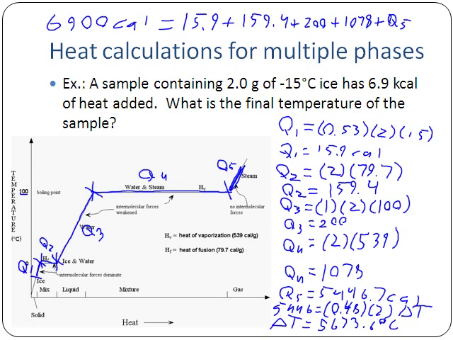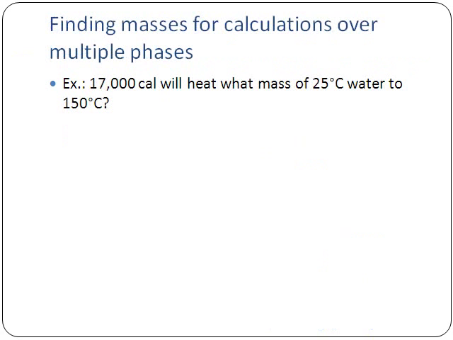Now, so that's my change in temperature. Well, change in temperature from what? Change in temperature from where we started here. We started at 100 degrees Celsius, and so since we started with 100, we've got to add 100 plus the 5,673.6 degrees. So we have a final temperature of 5,773.6 degrees.